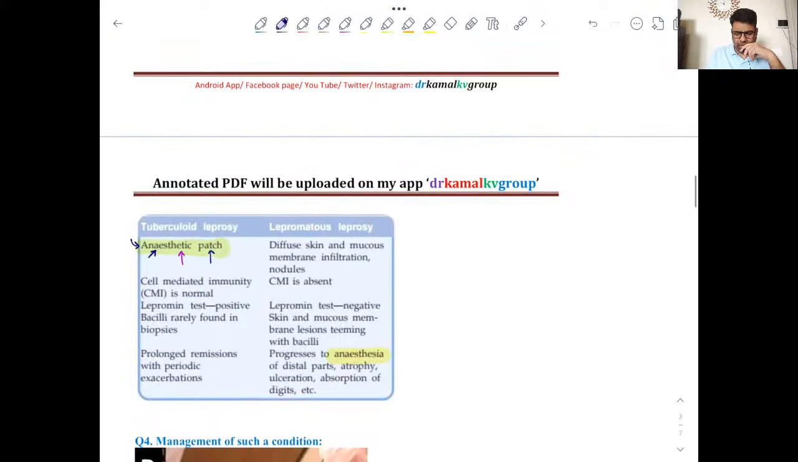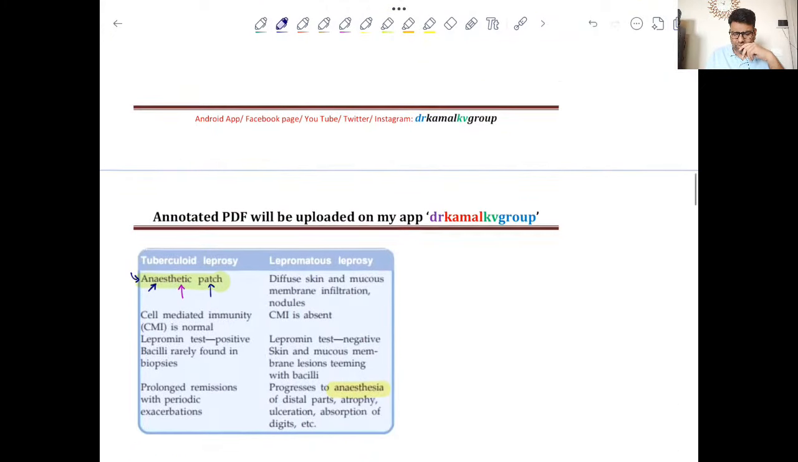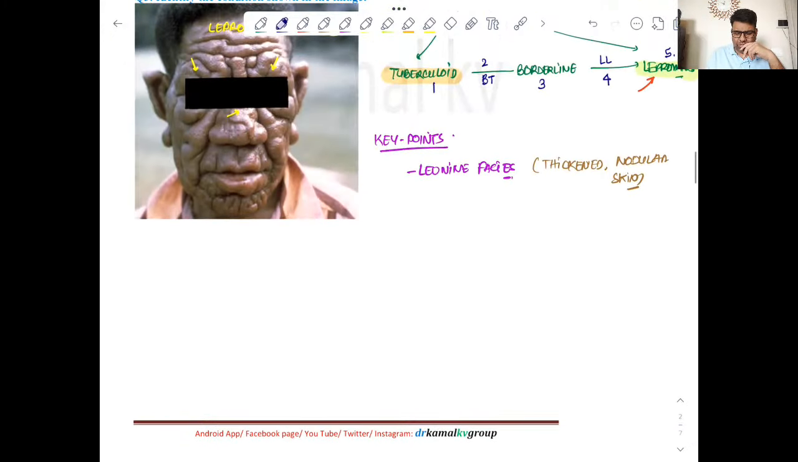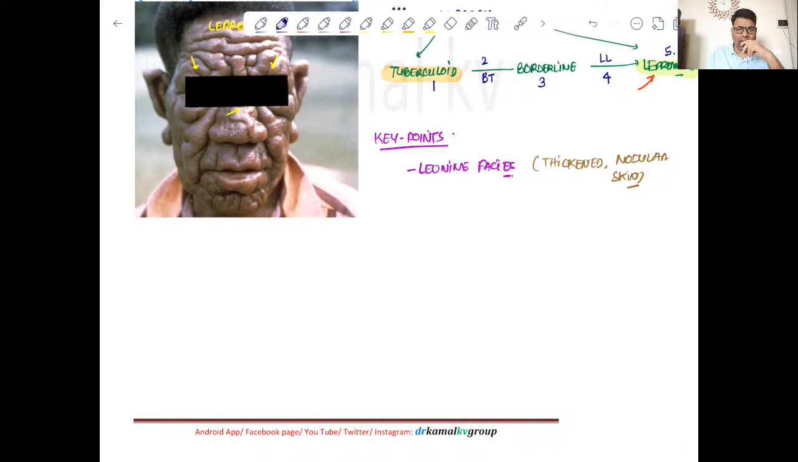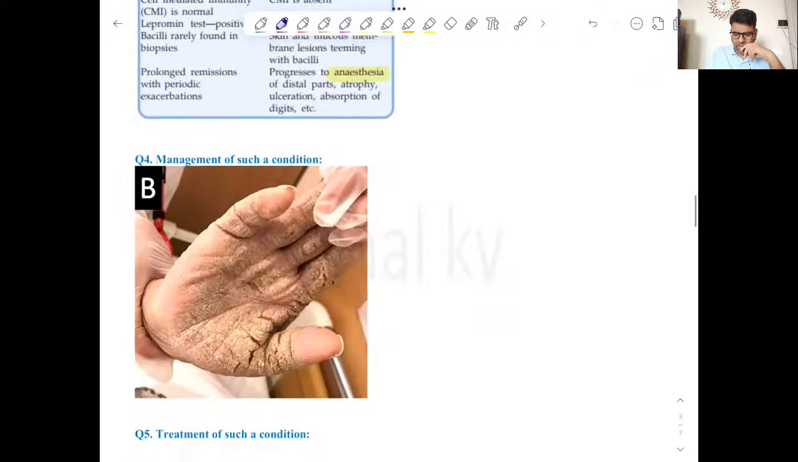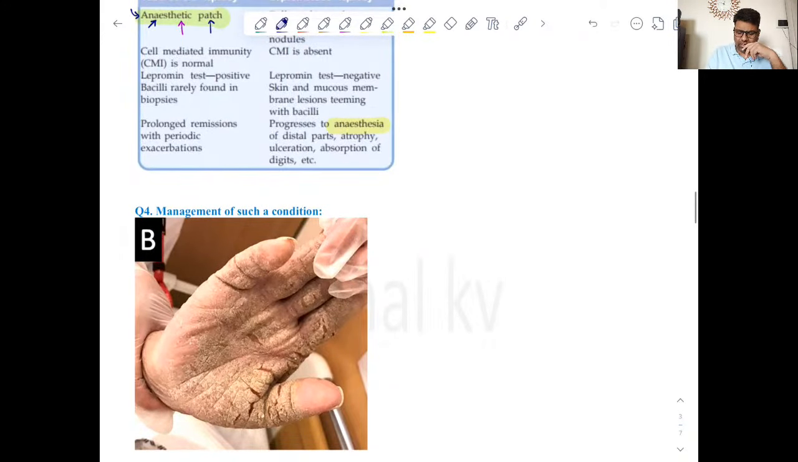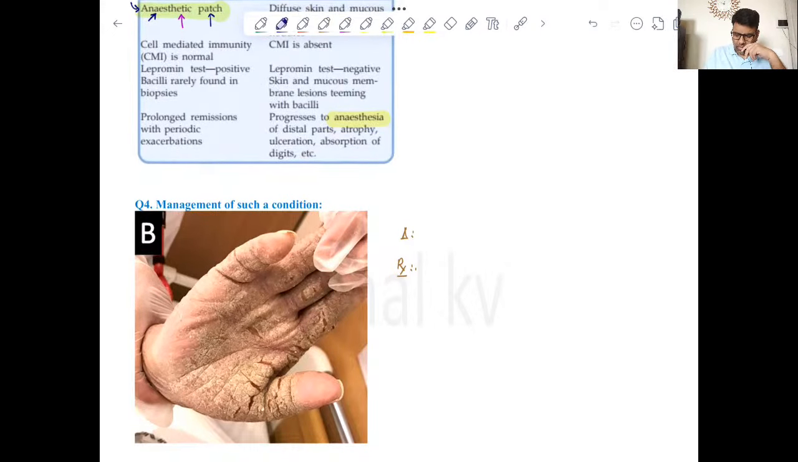Okay, so I'll be excluding other description because that will take a lot of time, and I'm just focusing on the images only and the key points which will help you in identifying the image if you get one in the exam, right? Now, management of such a condition. Again, the first thing is you have to make a diagnosis, then only can you jump to the answer, right? So management of such a condition here.